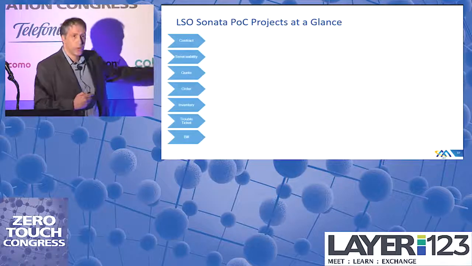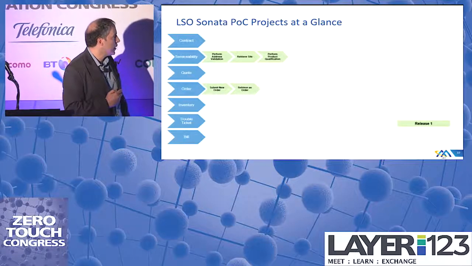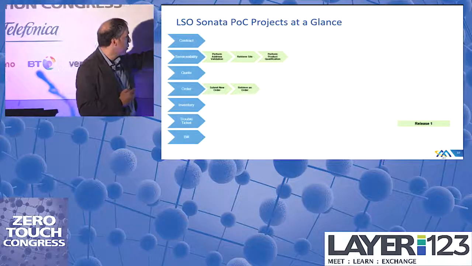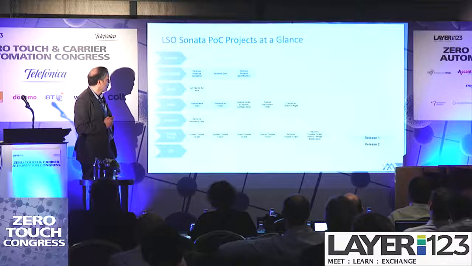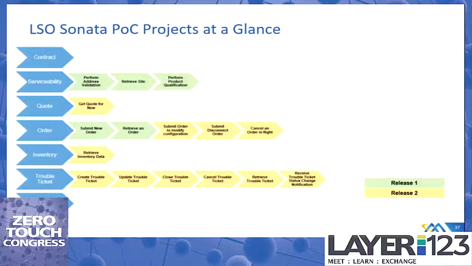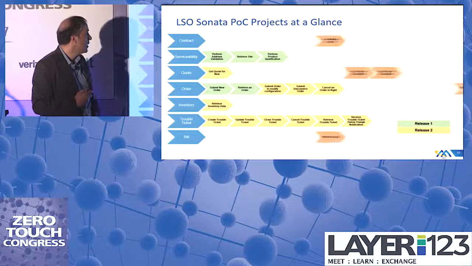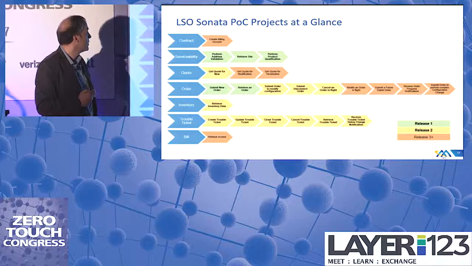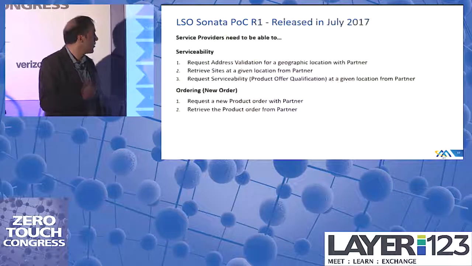This is the releases. I'll not go over it, but you will have the slides. So this is what you are getting with release 1: ordering and serviceability. This is what you are getting with release 2. Release 2 just got released. This is the PR that we had a week ago, or 2 weeks ago, about release 2. So this is what you have today. If you are downloading Sonata, this is what you are getting. And this is what we are planning to add. So we'll have the whole stack at release 3.